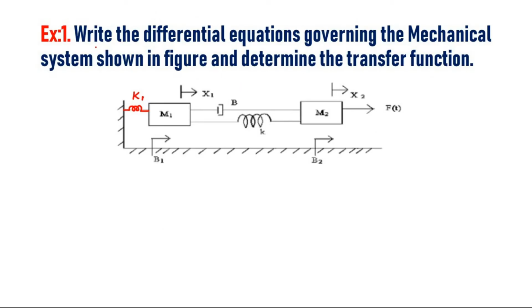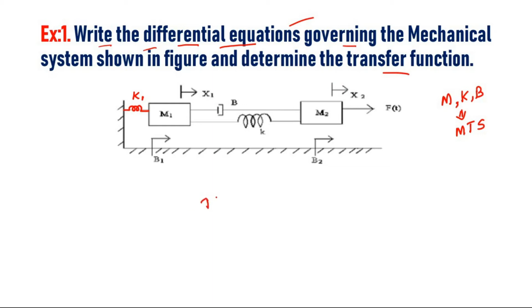So the question given is, write the differential equations governing the mechanical system shown in the figure and determine the transfer function. So here, which mechanical system does this figure represent? The elements are mass, spring and dashpot, right? So this represents a mechanical translational system. Okay. So we need to find the differential equations governing the mechanical translational system, and with the help of these differential equations we need to find the transfer function.